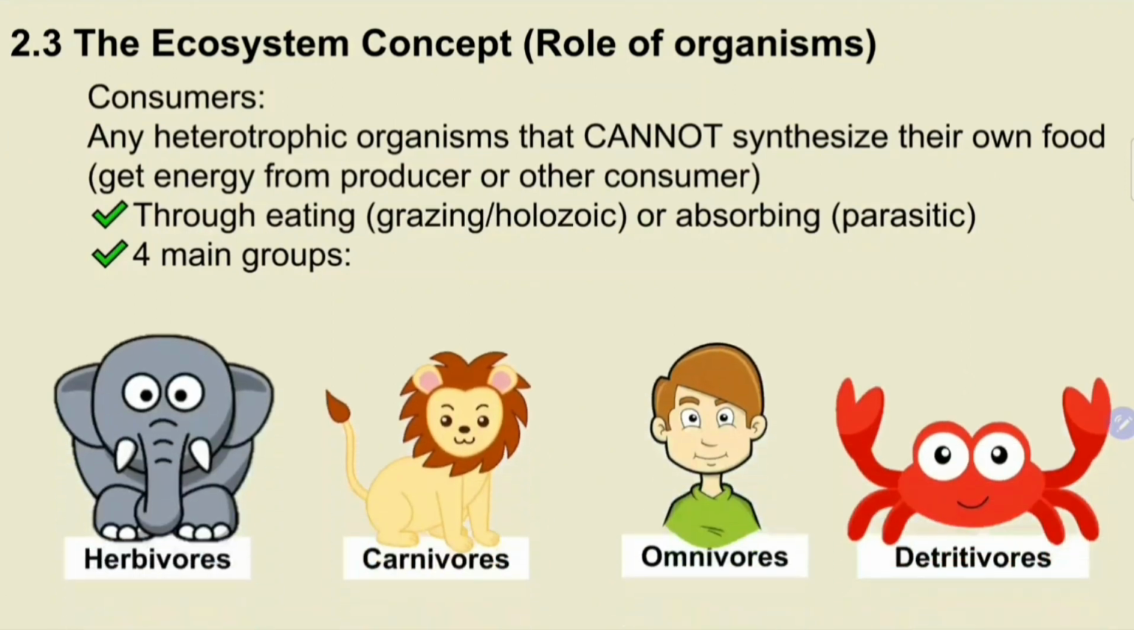Eating tu sama ada grazing ataupun holozoic. Grazing tu merujuk kepada herbivore yang makan plant, itu adalah grazing. Holozoic adalah carnivore yang makan another organisms. Or absorbing by parasitism, iaitu parasitic organism. So here we can see there are 4 main groups of consumer. Ada herbivore, ada carnivore, ada omnivore, ada detritivores.